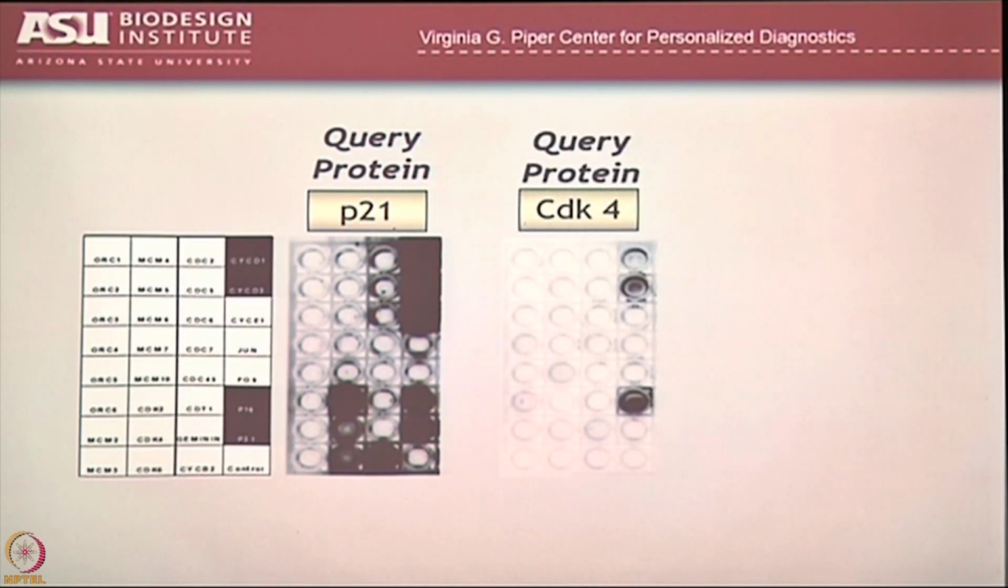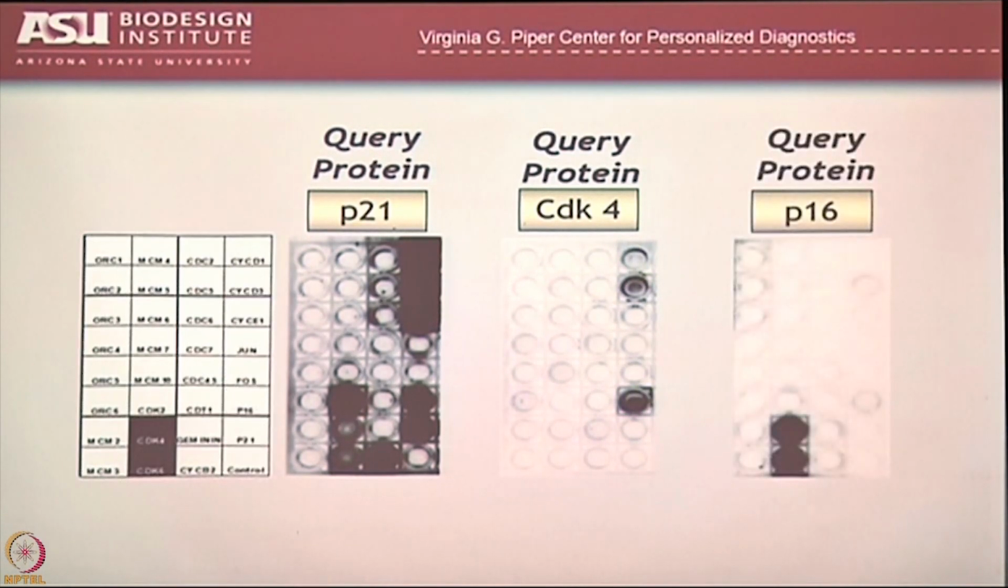If you probe with a different query, in this case CDK4, it's going to bind to the cyclin Ds, and it's going to bind to P16. And if I probe with P16, it's going to pick up these CDKs. So you can see, using different queries, I get different interactors. And again, this is not a microscopic array. This is a 96-well dish.